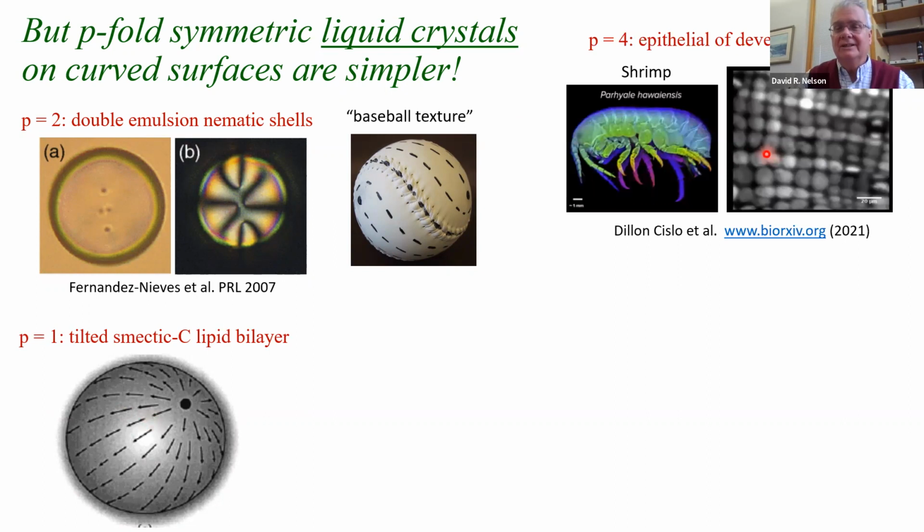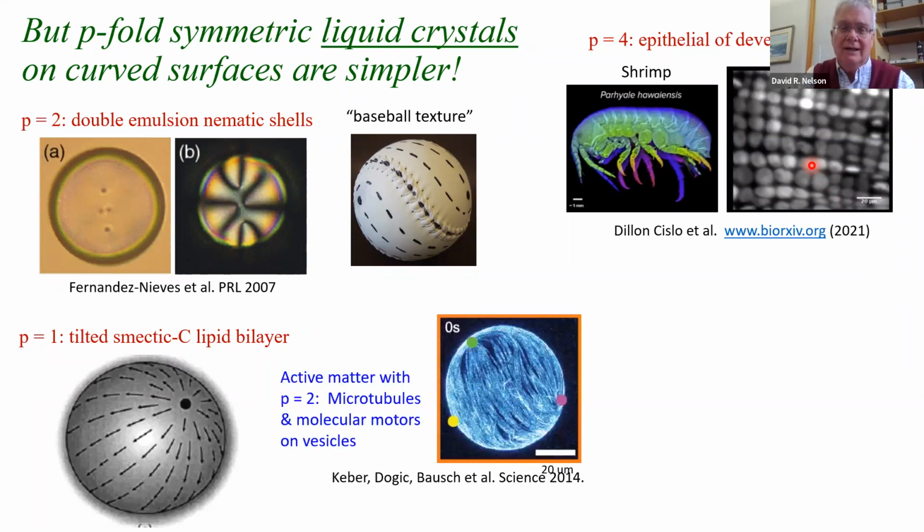Here's a recently explored example of tetradic liquid crystal order, which seems to arise in the epithelial cells of a shrimp, which can also in principle be curved.